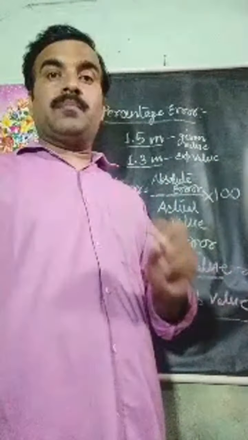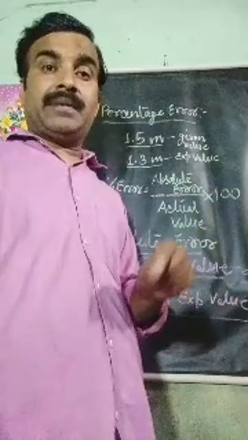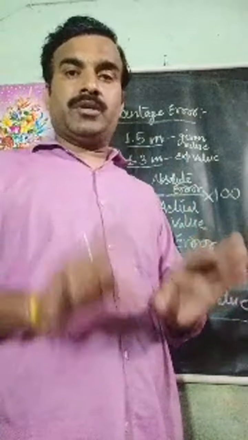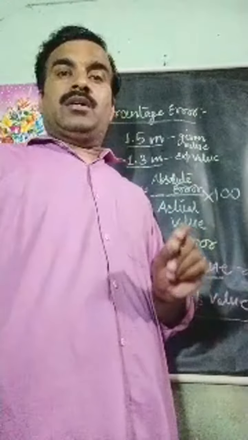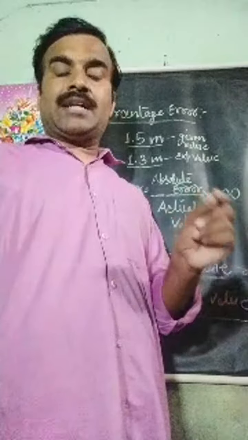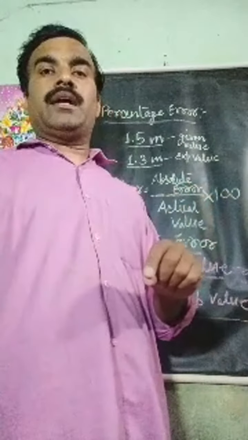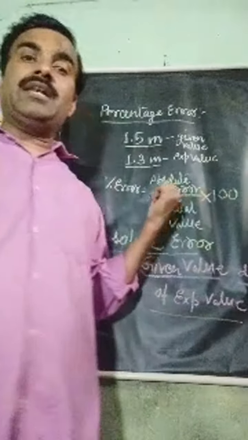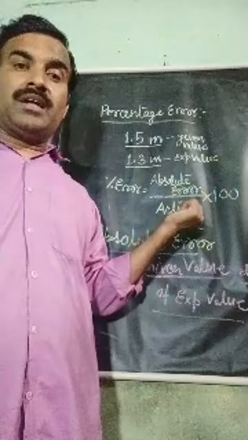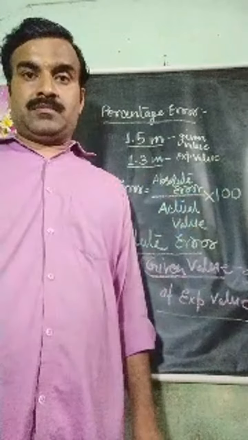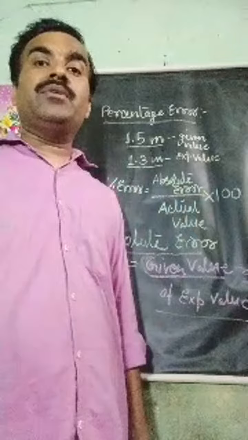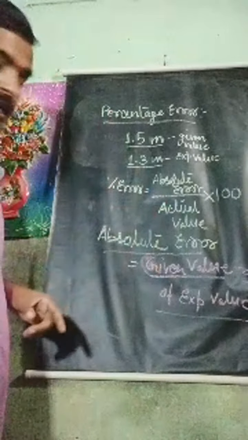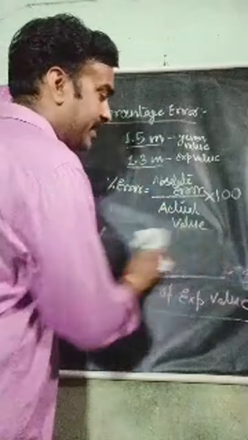It's the difference of magnitude of both. That means it will never be negative, it will always be positive. So the difference between the actual value and the experimental value will be the absolute error. And actual value means the value that is given. So if we calculate on the basis of this, easily we can calculate.